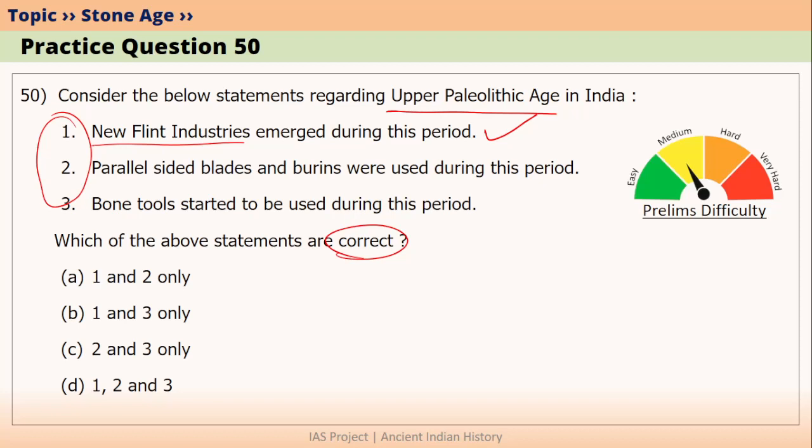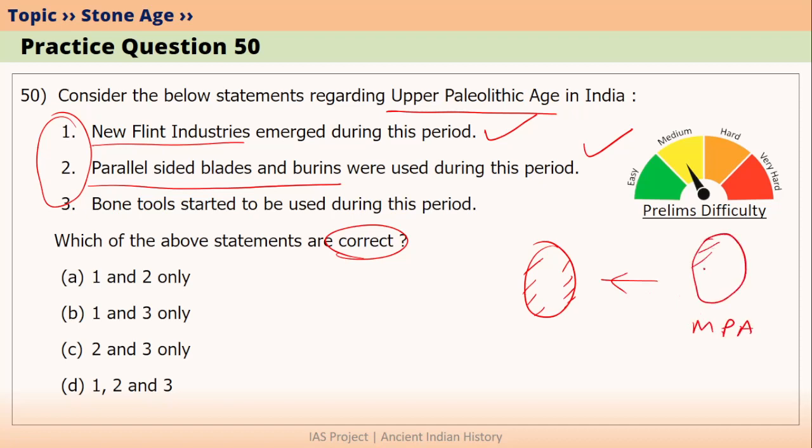The second statement is, parallel sided blades and burins were used during this period. This is also correct because blades had sharp edges on both sides during upper Paleolithic age. Before upper Paleolithic age, that is in middle Paleolithic age, stone blades had sharp edges only on one side. So parallel sided blades and burins were used during upper Paleolithic age, means this is correct.